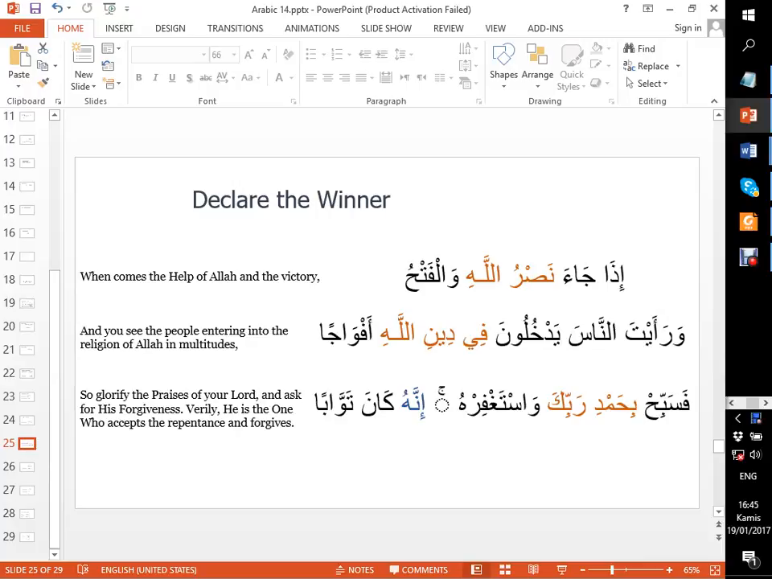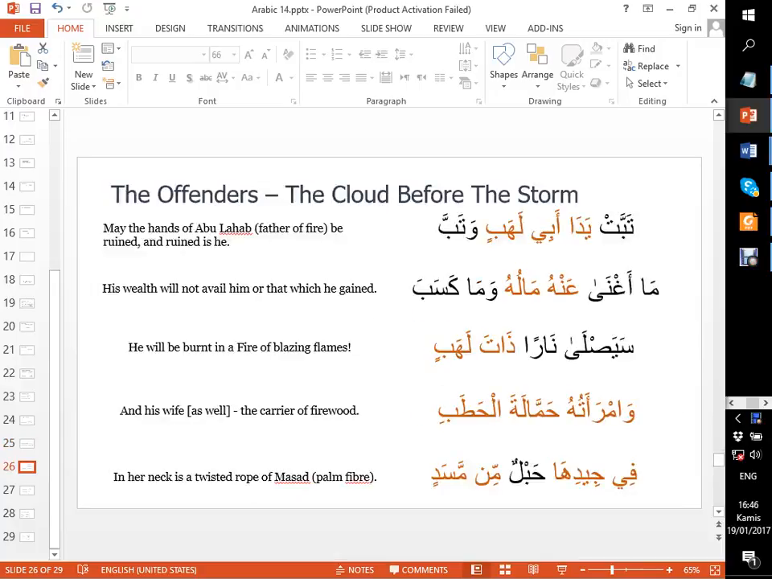So after declaring the winner, the surah continues to the most, one of the offenders to oppose Islam. It's in the surah, and it is quite unique. I will tell you how it's structured.